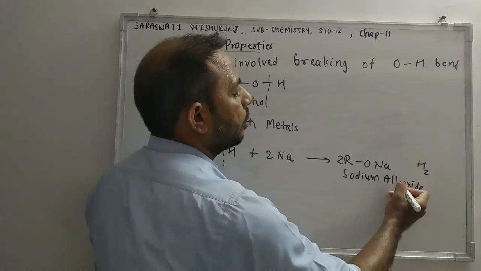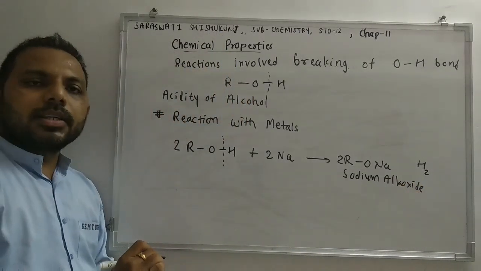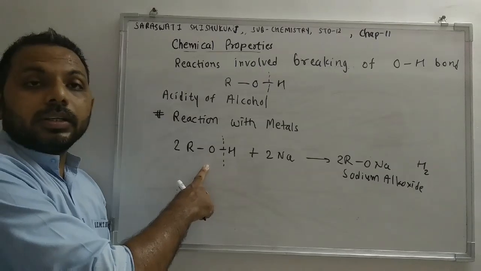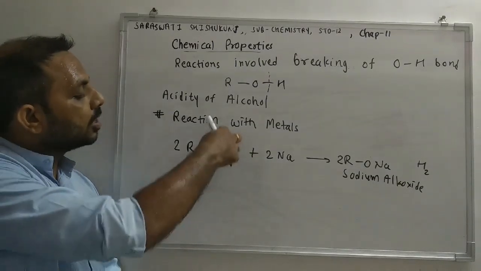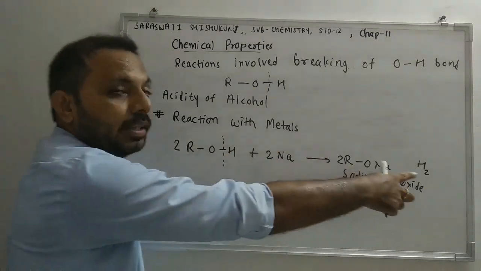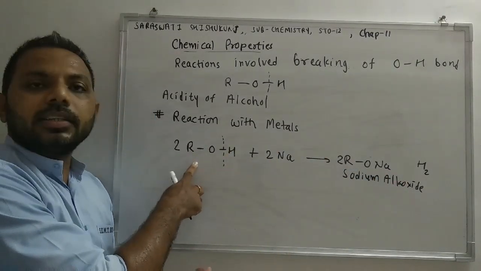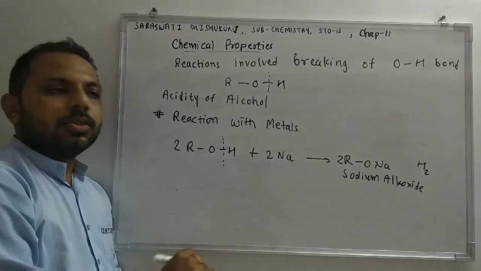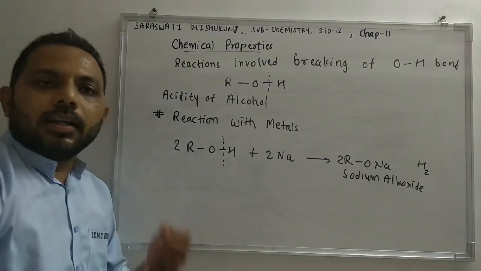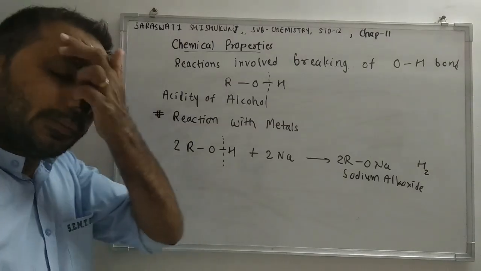Okay. So we can say that whenever alcohol reacts with any active metal like sodium, the bond between oxygen and hydrogen is broken, and hydrogen is released. Now what is left? Alkoxide is left. Alkoxide can react with metal and it will form metal alkoxide. So this is sodium alkoxide. Let's understand this by one example.